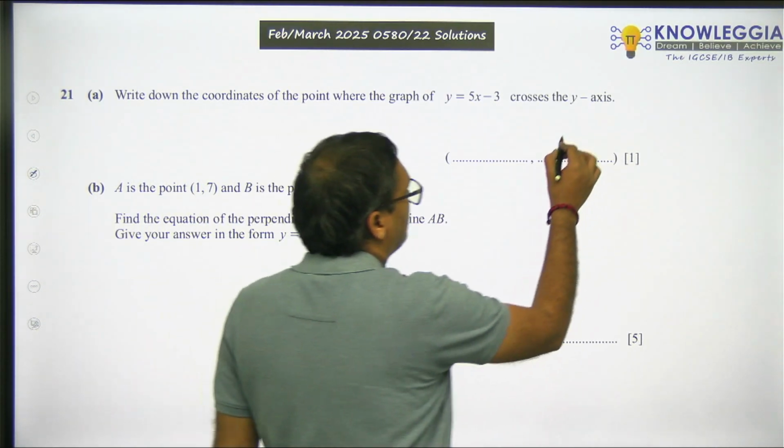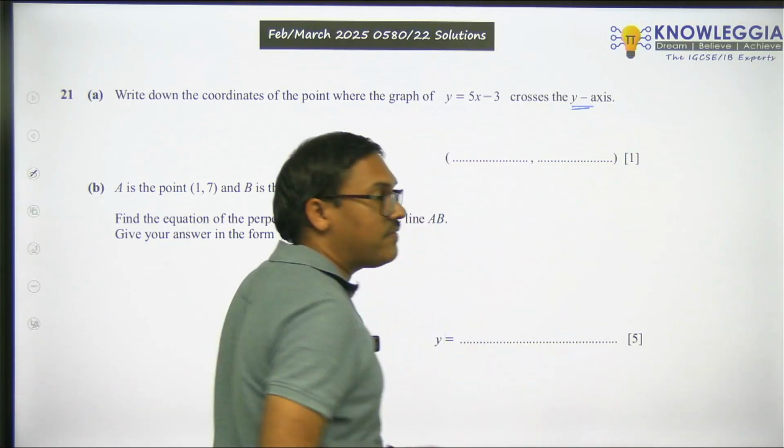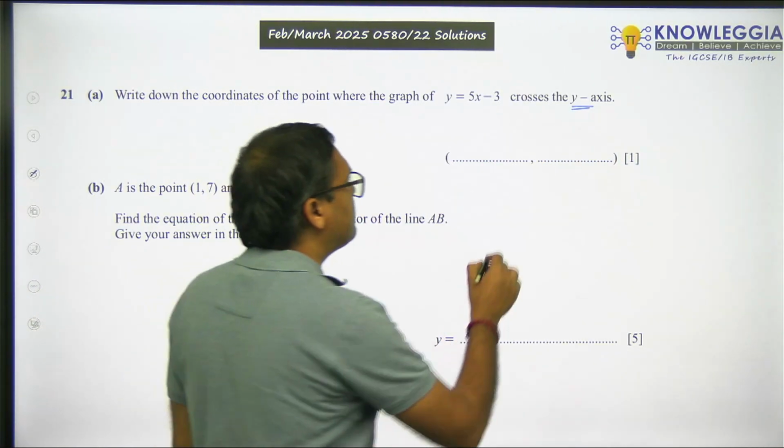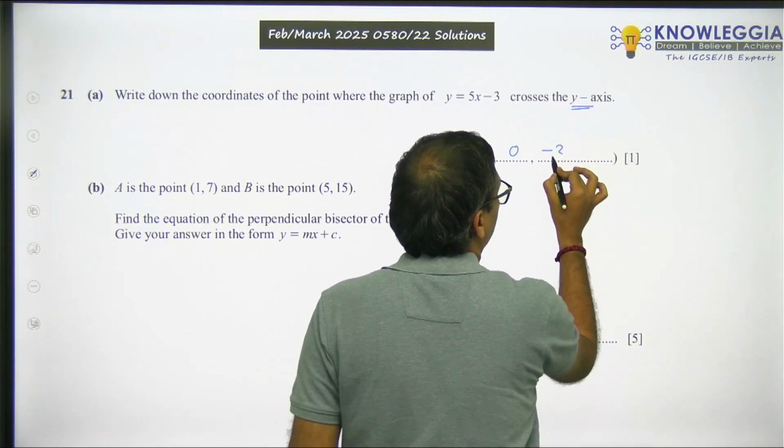Write down the coordinates where the graph y equal to 5x minus 3 crosses the y-axis. Basically, when this is crossing the y-axis, that is the y-intercept. And what is the y-intercept? You can clearly see this is minus 3. This is y equal to mx plus c. So the coordinates are 0 comma minus 3.